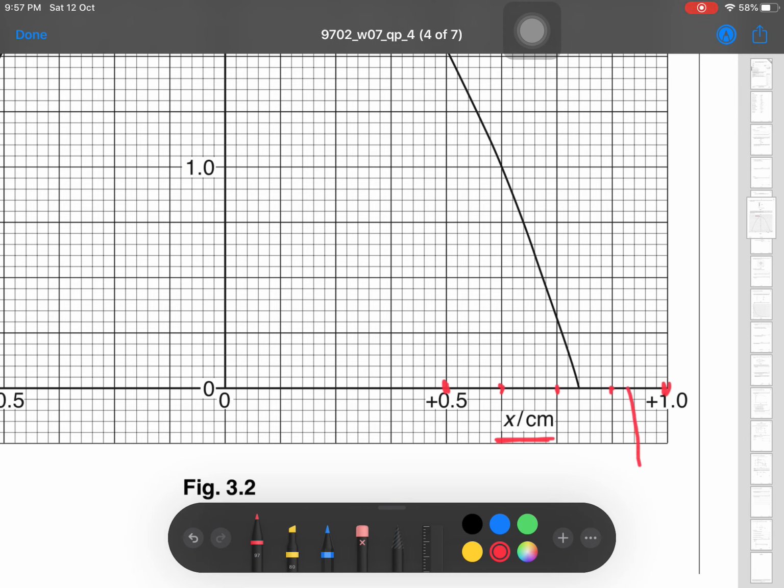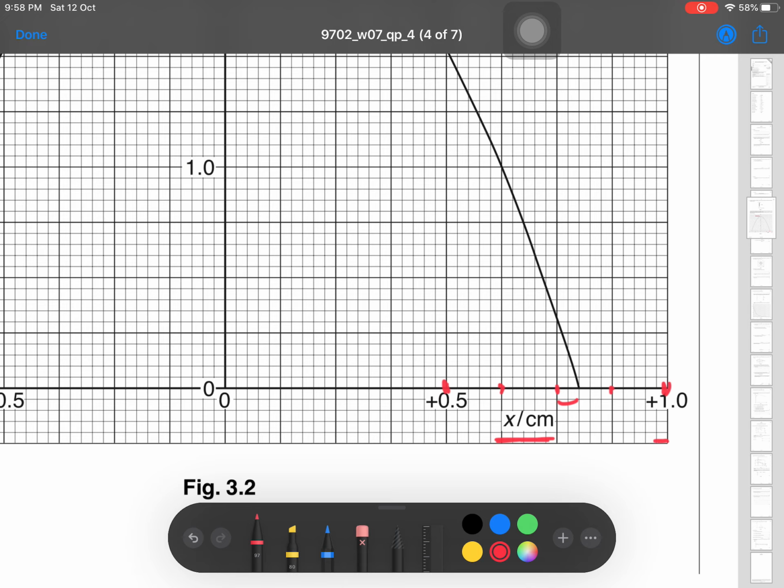Let's calculate it. I'm going to use my calculator. 0.5 divided by 20 gives us 0.025. So this smallest division is equal to 0.025 centimeters. And we have 2 here, so we multiply it by 2. It will give us 0.05.